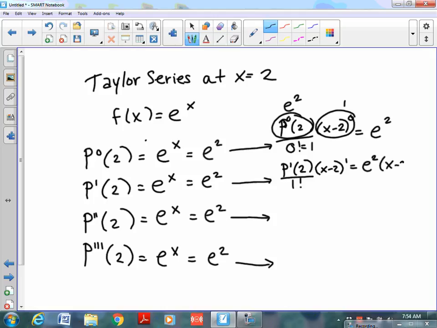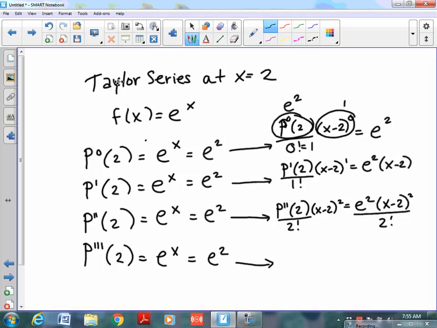You're left with just x minus 2. And the next one, p double prime of 2 over 2 factorial, x minus 2 to the second. You get e to the second, because these are always e to the second. x minus 2 now to the second. I'm just going to leave it as 2 factorial. I think that's the way the book is doing it too.